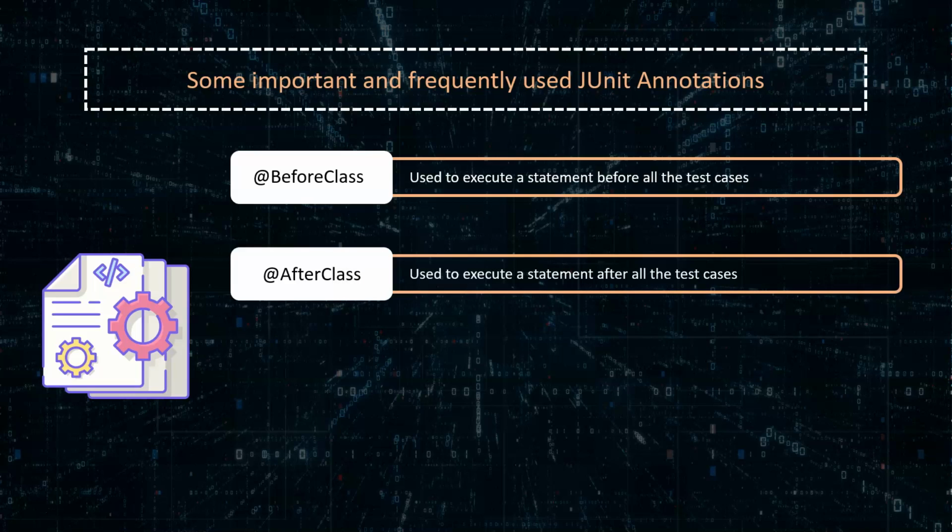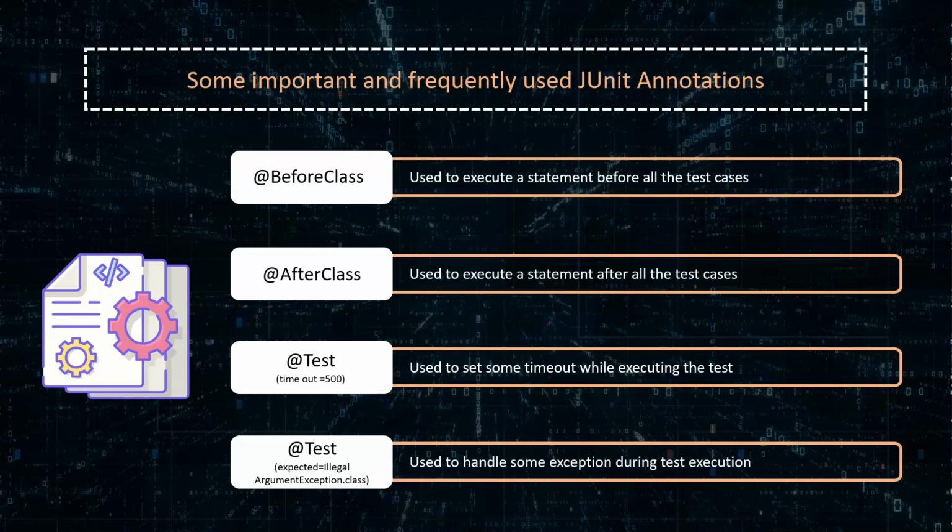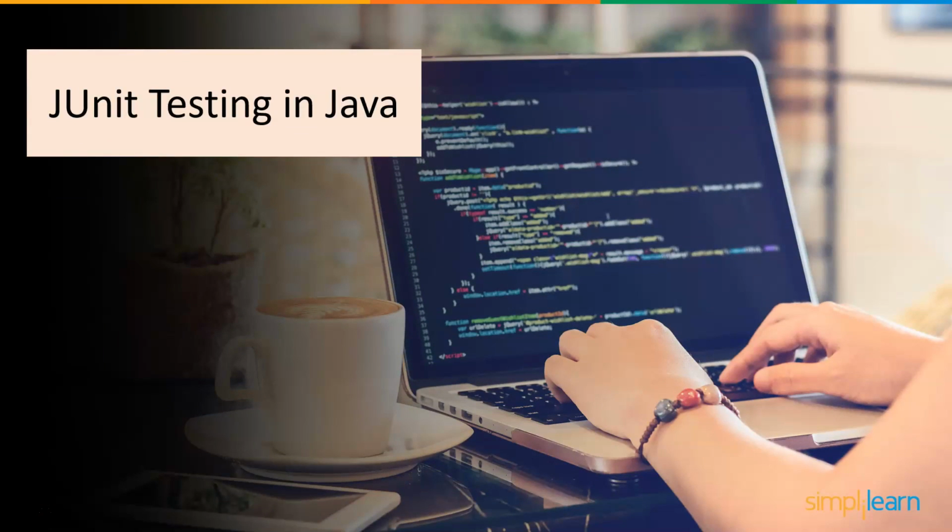Similarly, @AfterClass will be there to execute after all the test classes. And if we have a timeout configured, we will be able to set up a timeout while executing the test cases. So the timeout value can be configured over here. And if you want to handle some exceptions during the test execution, that's where we can use these annotations to have the exceptions handled or configured. So these are some of the very important annotations available from the JUnit perspective.